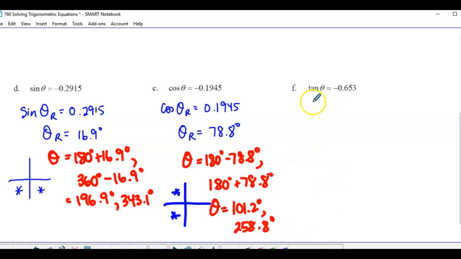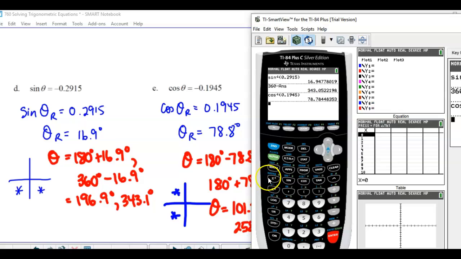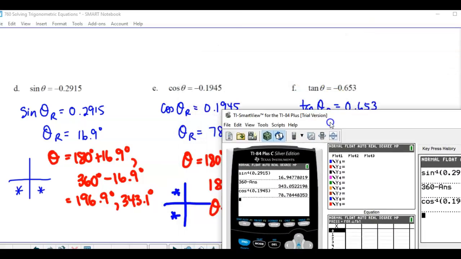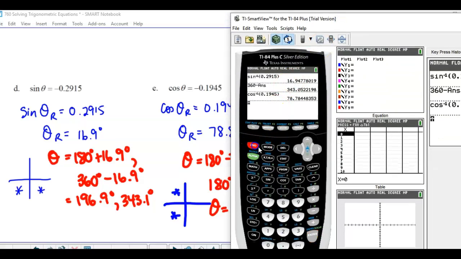Okay, then F, so tan of theta reference equals the positive ratio. So theta reference equals, so this is 0.653, so second tan 0.653 is 33.1.